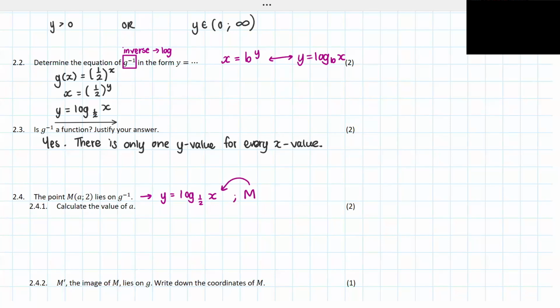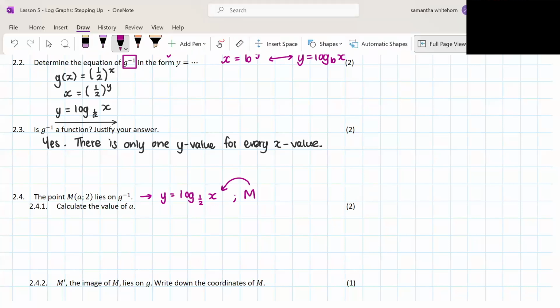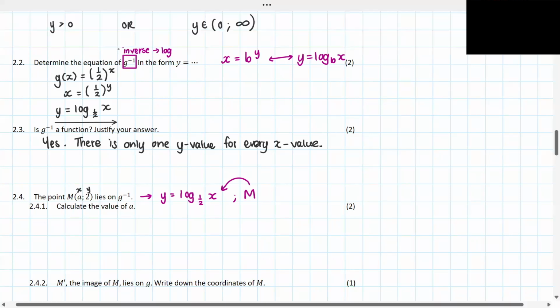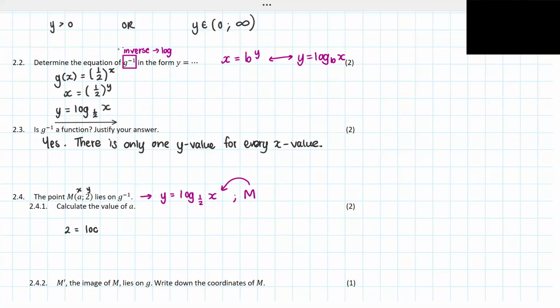So if I were to draw it, I would plot the point M at some point. And what we've been asked to do is calculate the value of A. It goes back to what we said earlier: you sub in what you know, and then you can go and solve. So A is X, 2 is Y. So we have 2 is equal to log base a half of A, and we're solving for A.